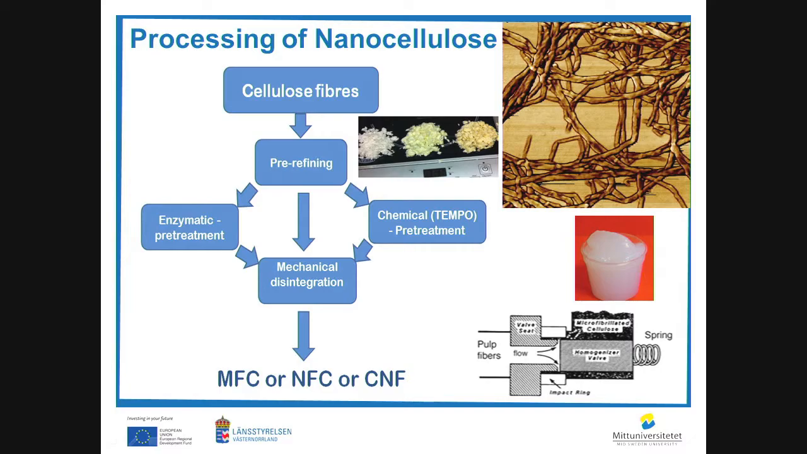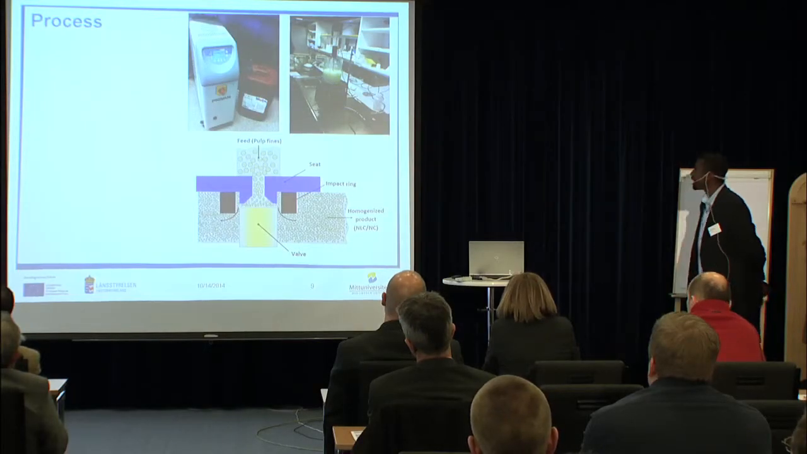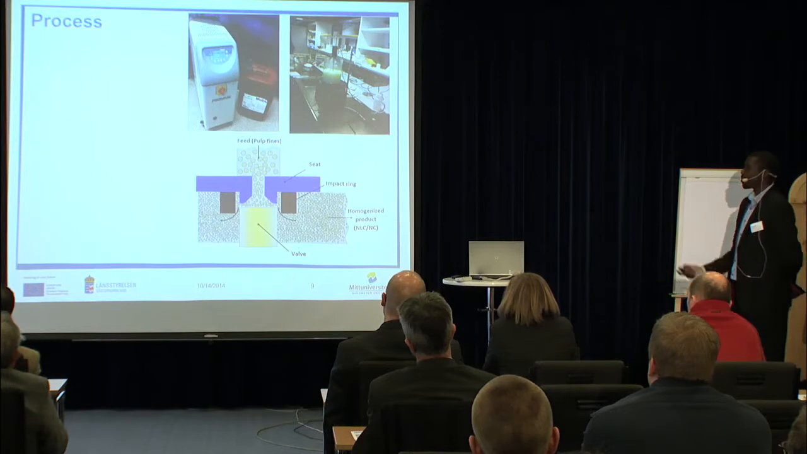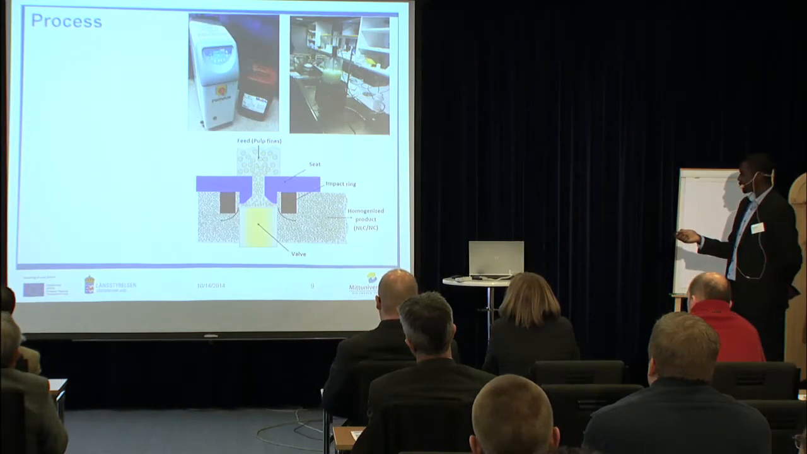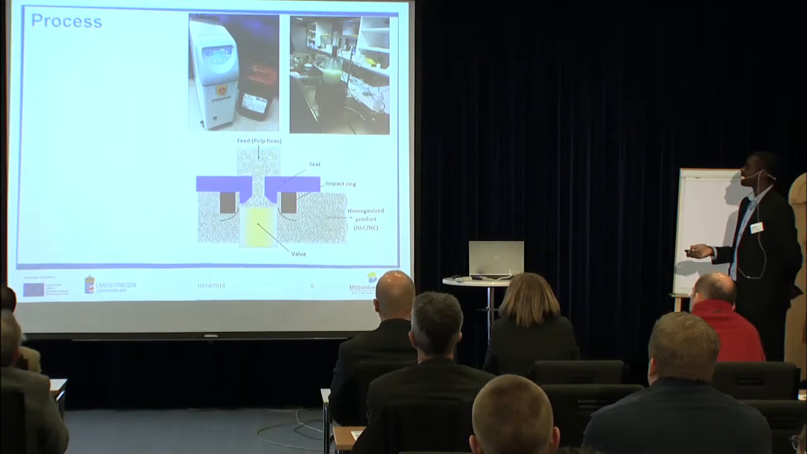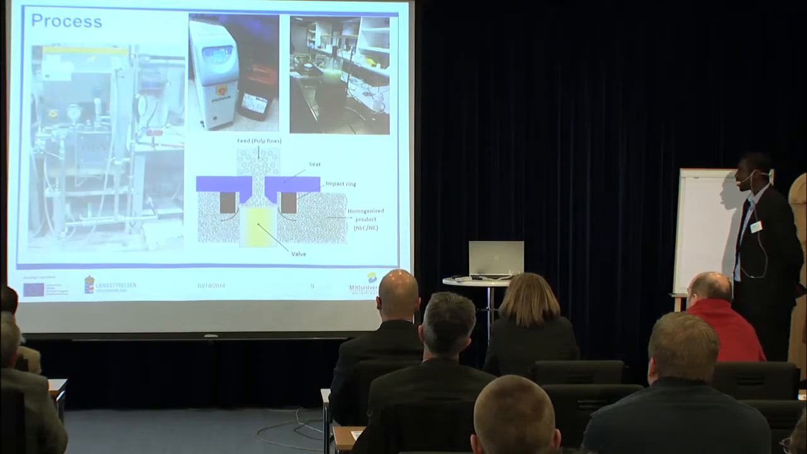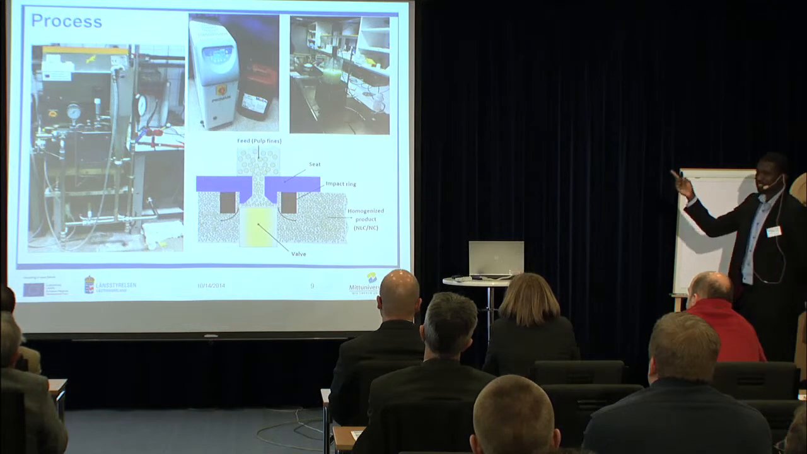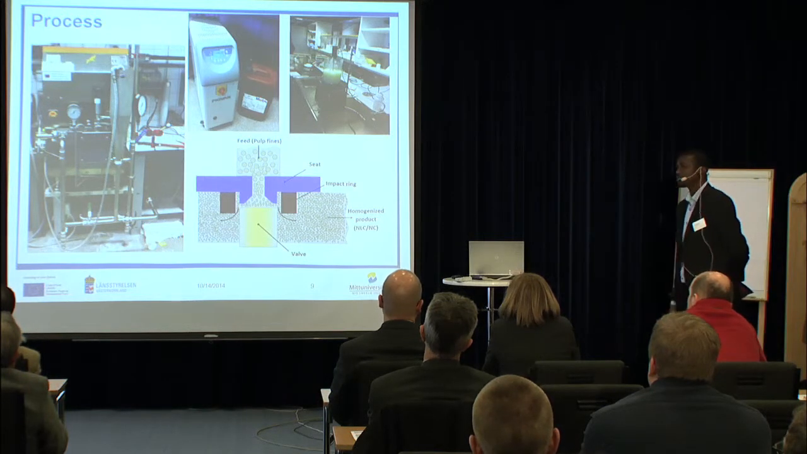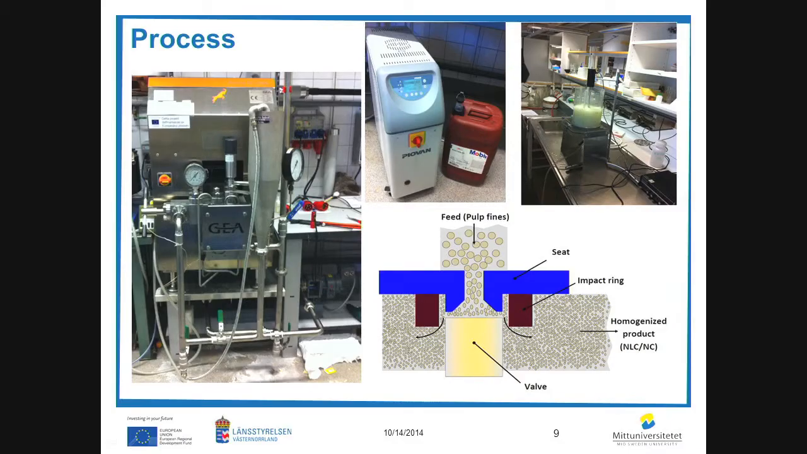In the process, we also try to use fractionation using the Britt dynamic drainage jar to have fine material to treat. We could also use this machine that we have at Mid Sweden University. It's a high-pressure homogenizer. It works at around 600 bars, but due to process consistency, we maintain it at 300 bars. And this is also a schematic picture of what happens inside the homogenizer.